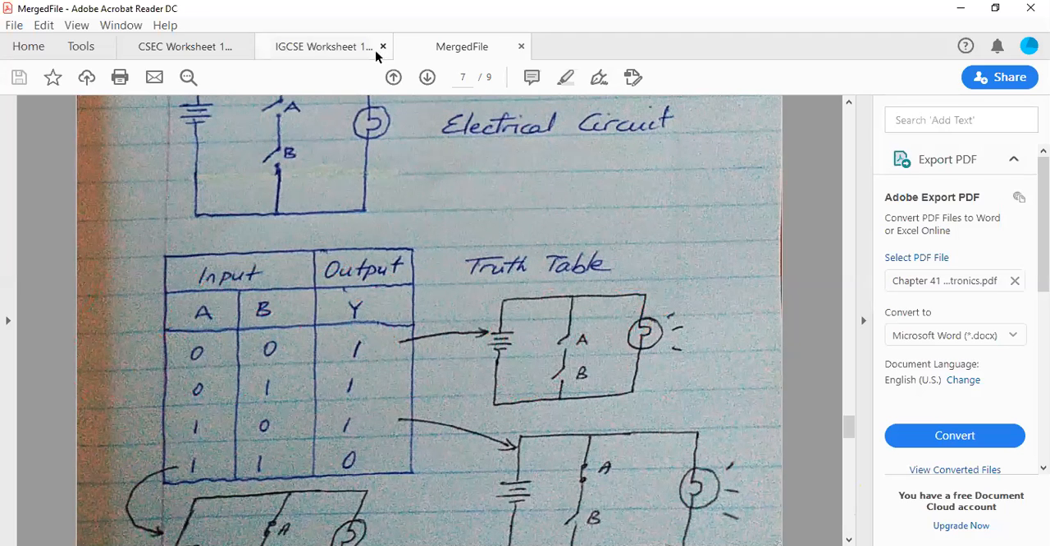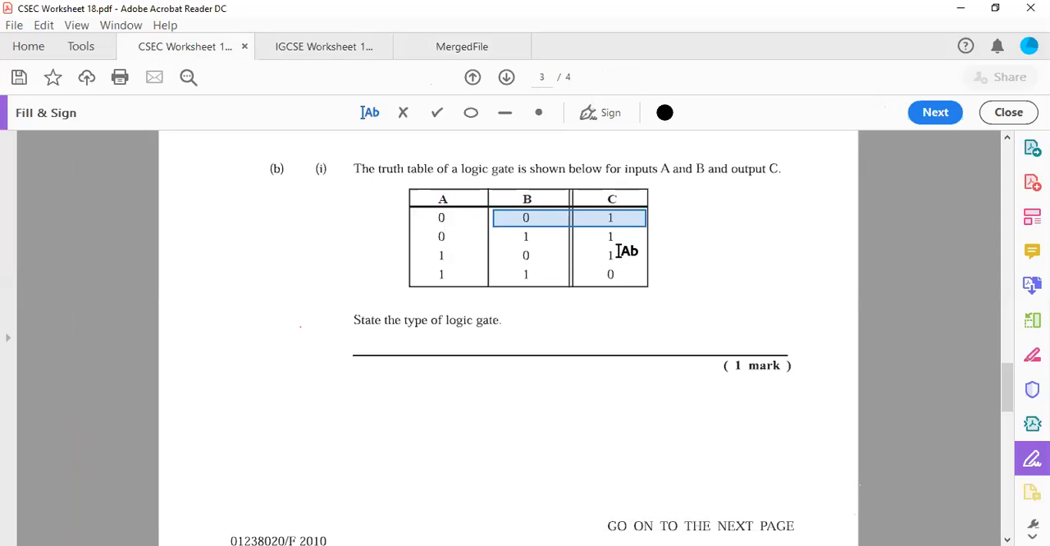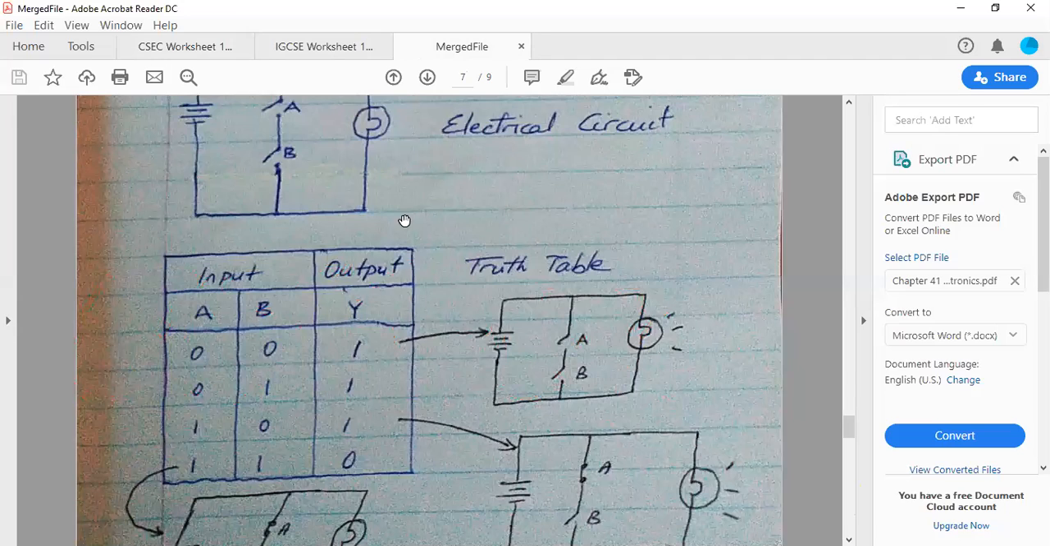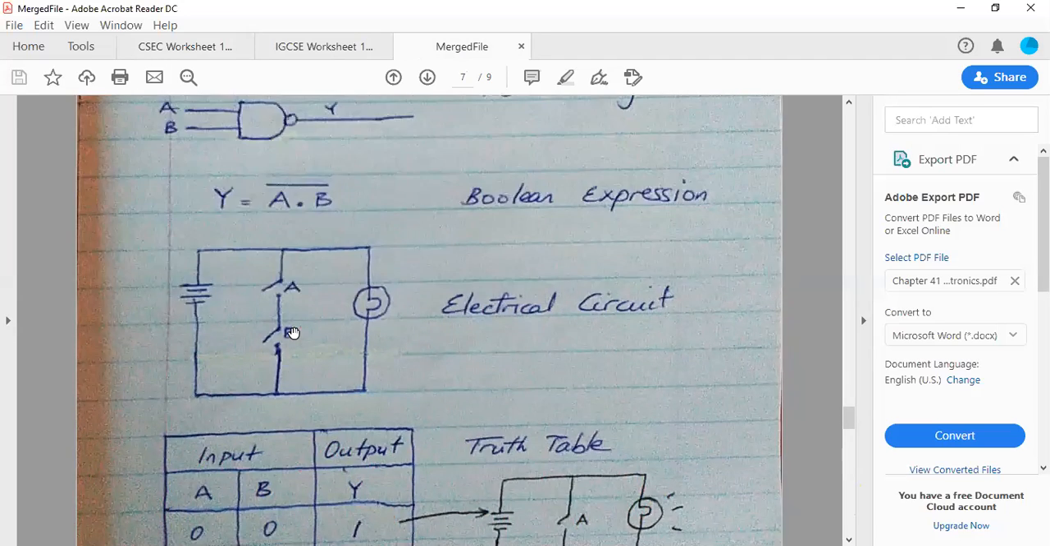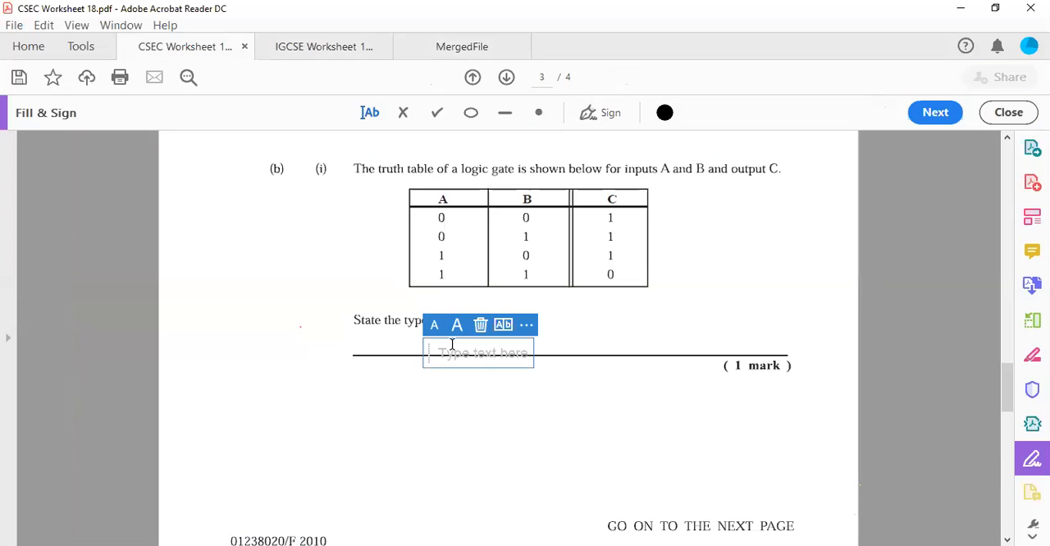Good. So from our lecture here, for this question, once the input has a zero in it, your output is a one. So the only gate that responds to that is your NAND gate. So the answer for this question, the name of the logic gate, is a NAND gate.